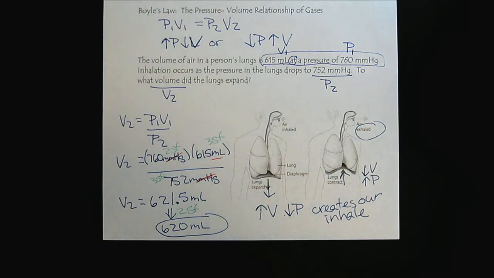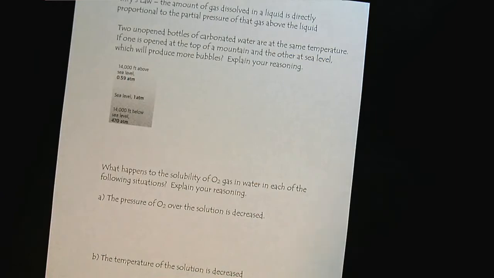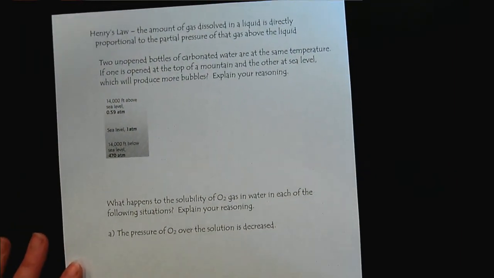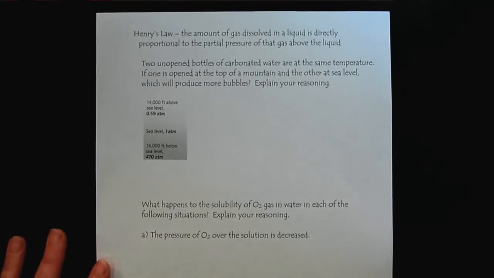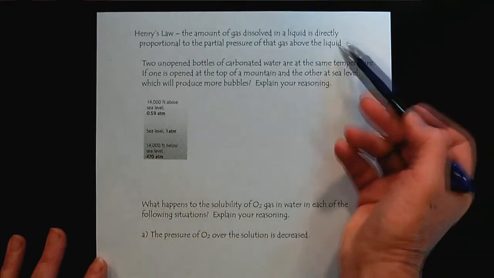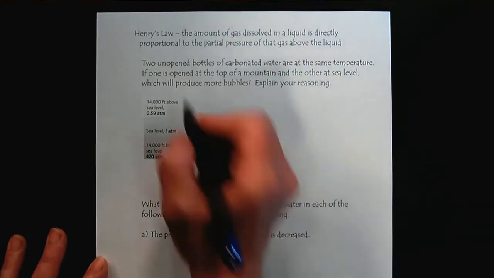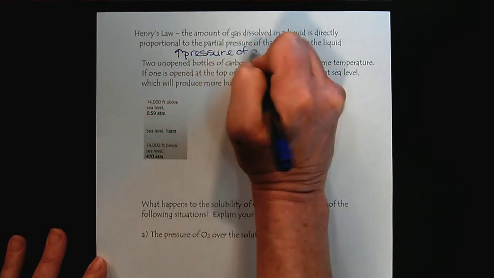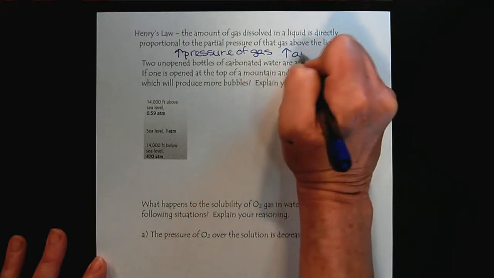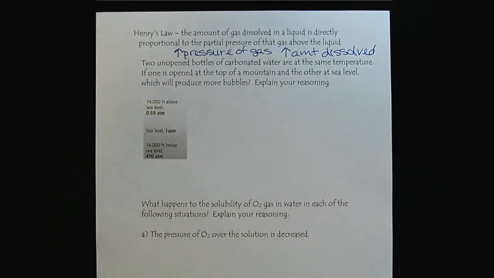Alrighty, so now we'll look at another important gas law for understanding our respiratory system, and that is Henry's law. What Henry's law describes is that the amount of gas dissolved in a liquid is directly proportional to the partial pressure of the gas above the liquid. So basically, as we increase the pressure of the gas, we increase the amount dissolved.